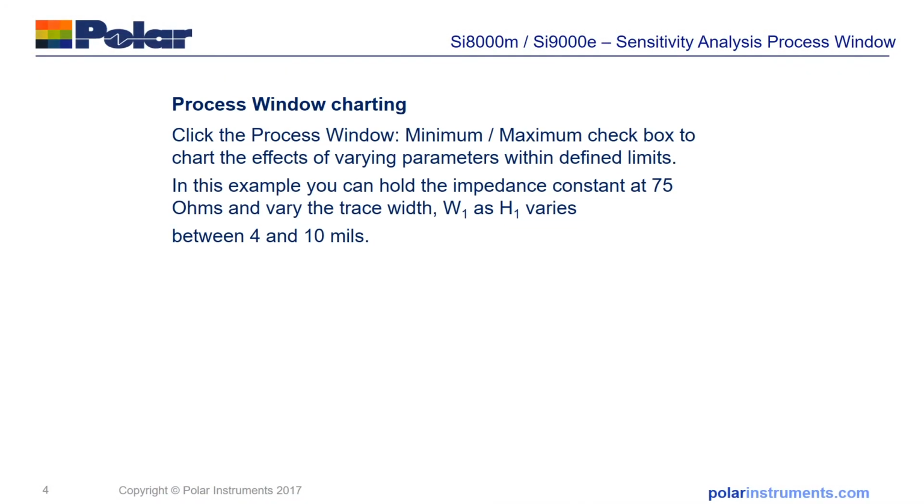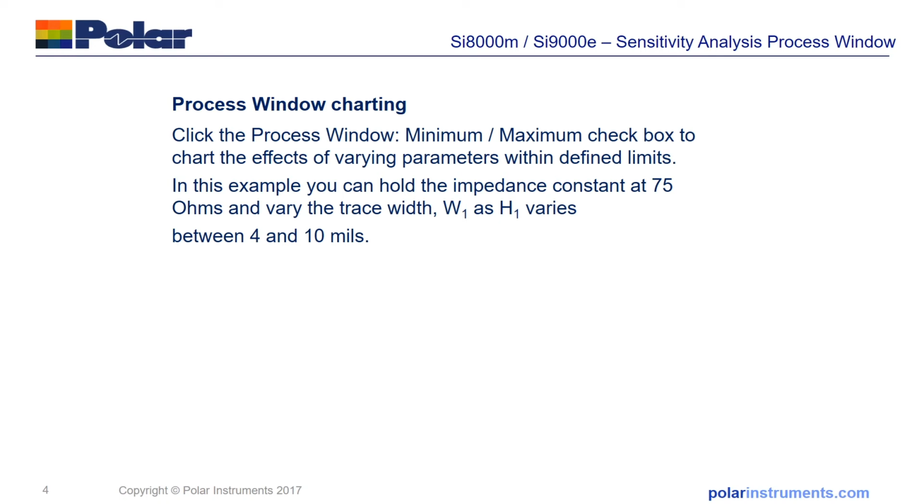The next scenario is a little bit more complex. We can use the charting and sensitivity analysis capability. Again, you select the process window from in the chart and then use the minimum maximum checkbox to chart the effects of varying parameters within defined limits.